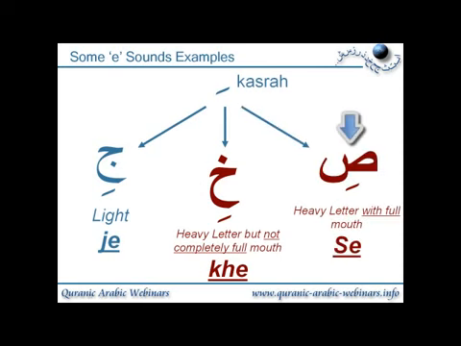If we compare that to the letter Sad with the Kasrah, this one will have a proper full mouth, so we'll pronounce this as Si, Si. So you're making a full mouth, i.e. your mouth is almost round, your lips are just about making a round circle. Si, Si. So you can see the E sound varies, but the Kasrah still gives E sound on all of the letters. So again, we have Ji, Khi, Si.